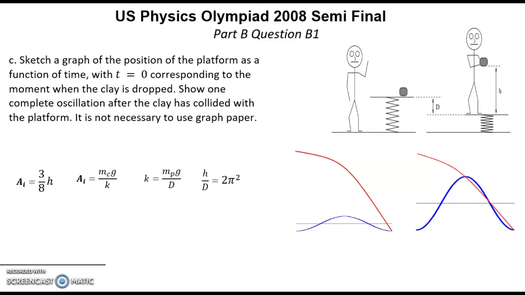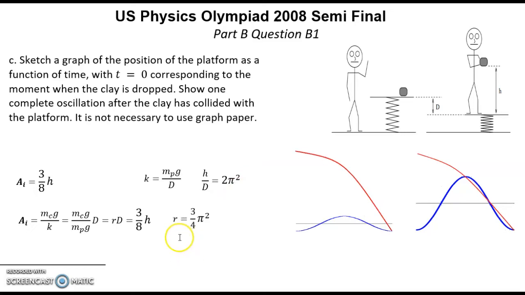Now let's combine all this stuff. We can insert k in this formula and use the relation h over d, so we will get this thing. So we have the amplitude for the platform equal to rd, and now we can equalize it to 3 over 8 h. That will be this one. It means that r equals 3 over 8 times h over d, but h over d equals 2 pi squared. So finally we will get this answer.